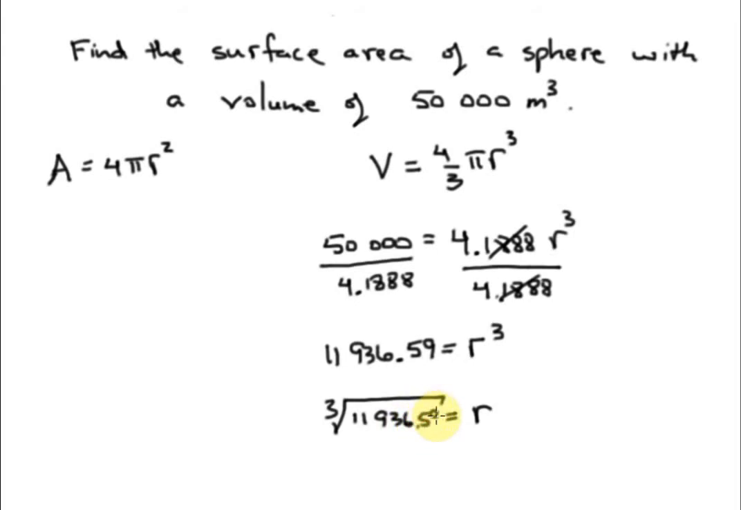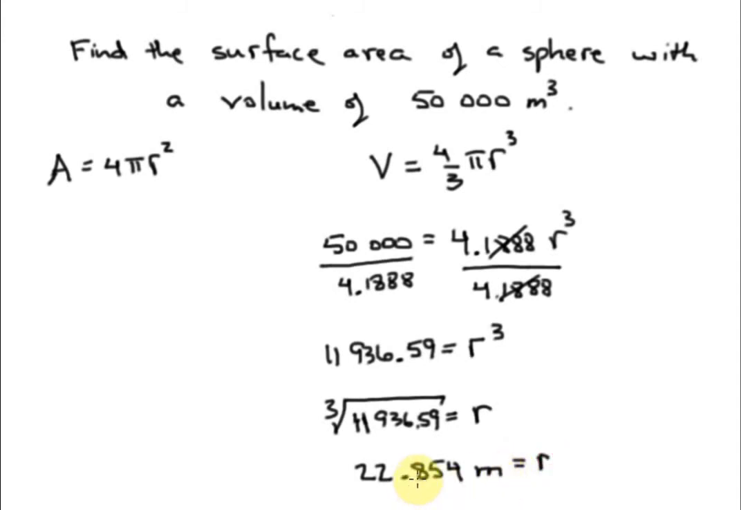Well, on your calculator you have to cube root this thing. So I'm going to throw all of that into the calculator, hit cube root, and if I do that, I should have got the following: approximately 22.854. This would be meters, and that's my radius.